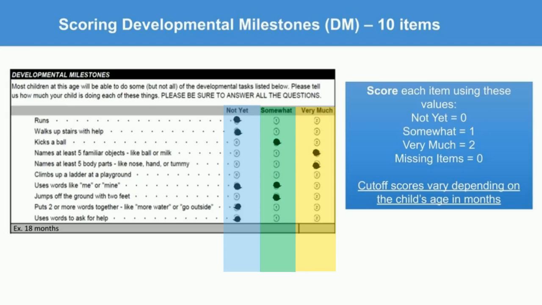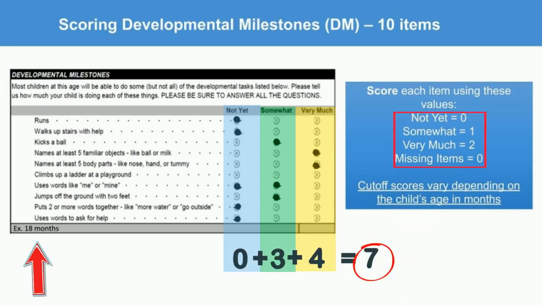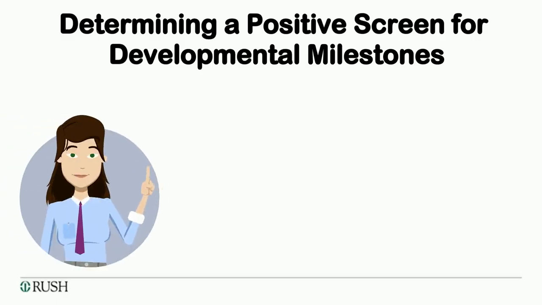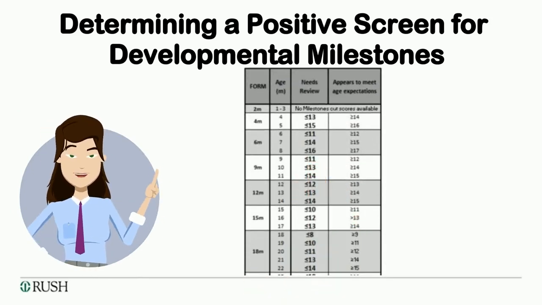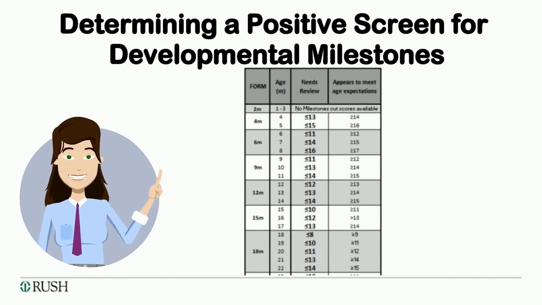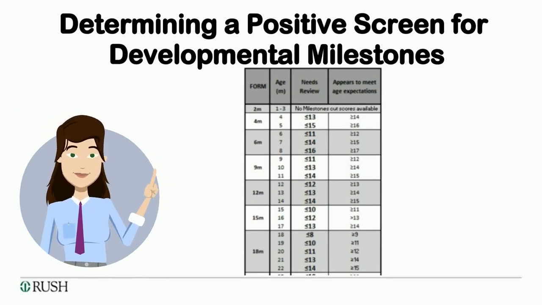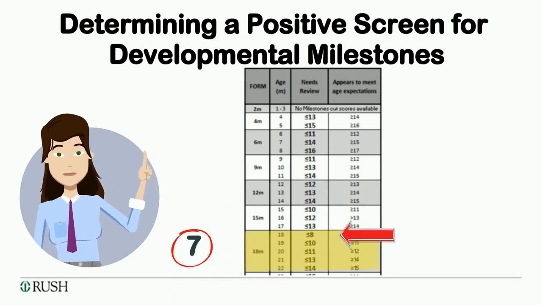The completed module in this example contains the question set that would be administered for a child that is 18 months old. If we were to score the example, the child would receive a score of 7, based on the domain point value criteria. Now that we've calculated the module score, we can use the SWYC scoring cheat sheet to determine whether or not the value indicates a positive screen. Since the child's score of 7 falls below the cutoff score listed for the child's age, this would indicate a positive screen.